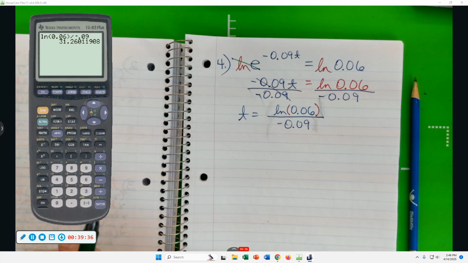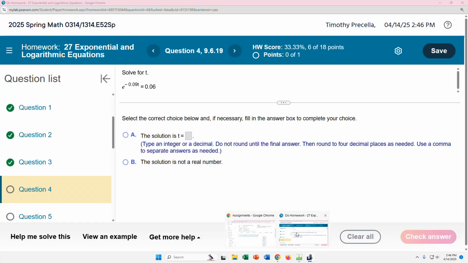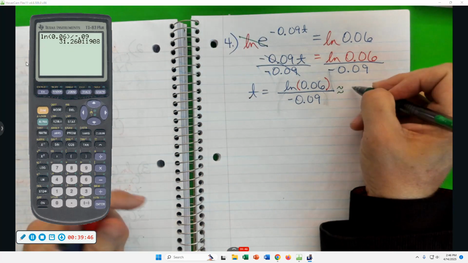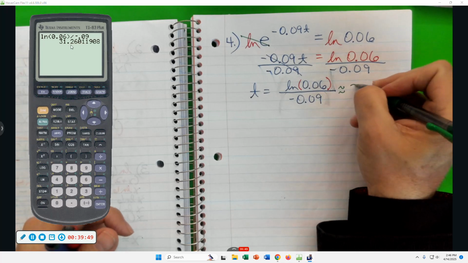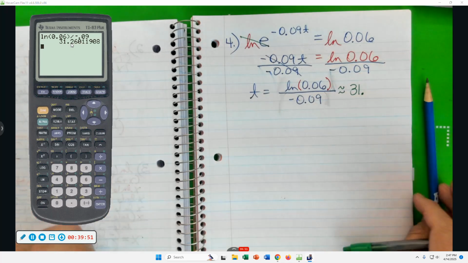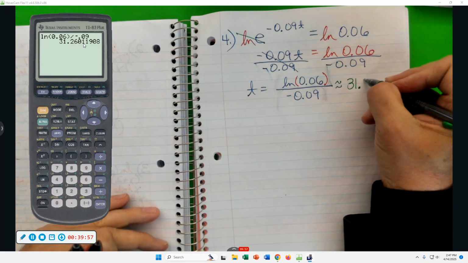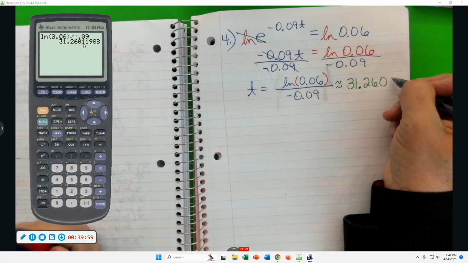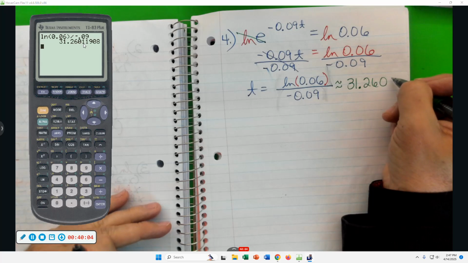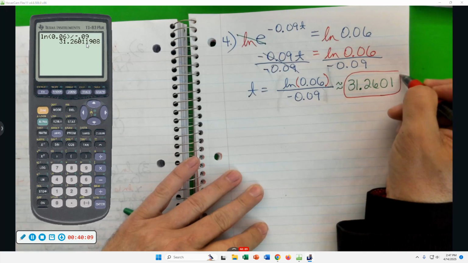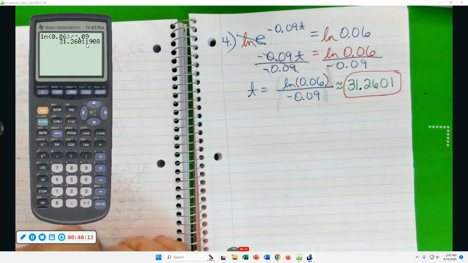Ooh, and how are we told to round? I forgot to look. Typing it in, 4 decimal places. Okay, so that's approximately 31 point... It's either going to be 2601 or 2602. Which one's it going to be? Give them a moment to catch up. 2601. I agree. The number after that first one is another one, so just drop it.